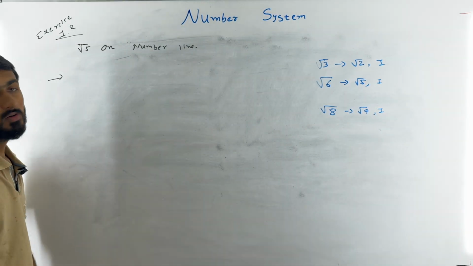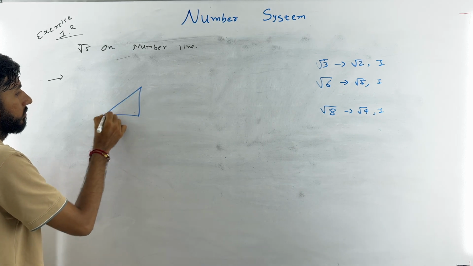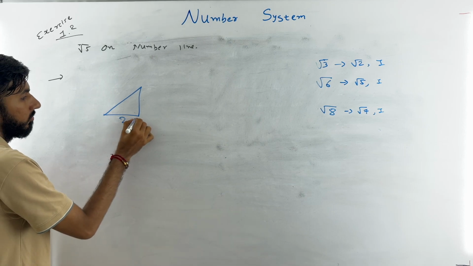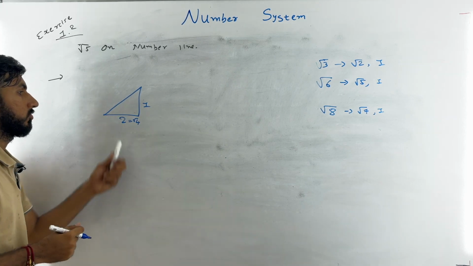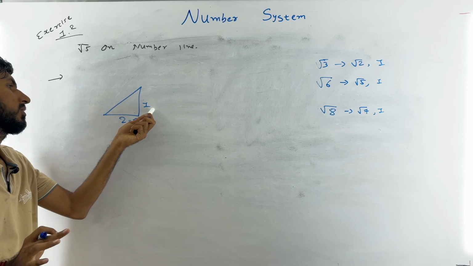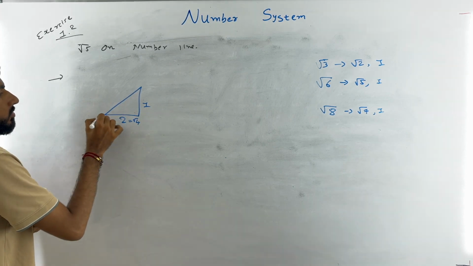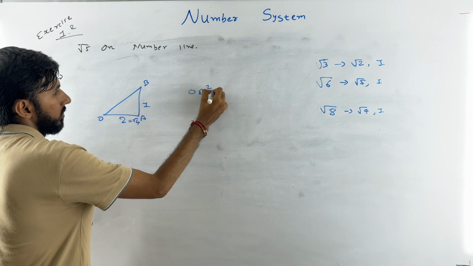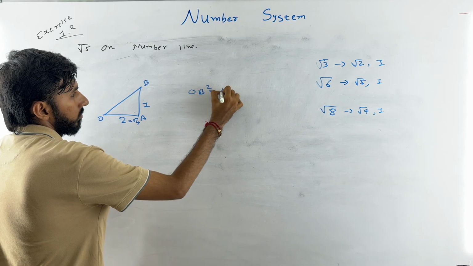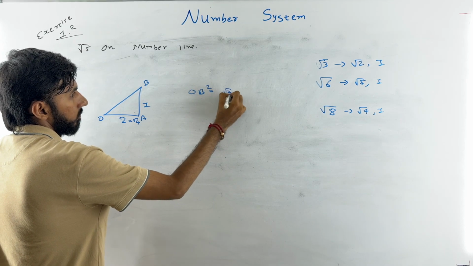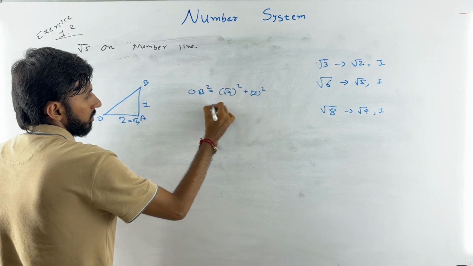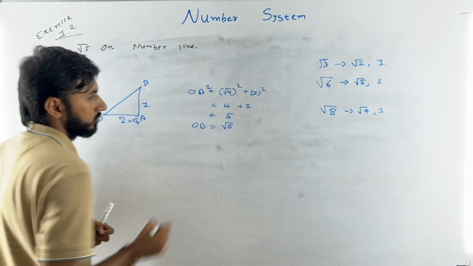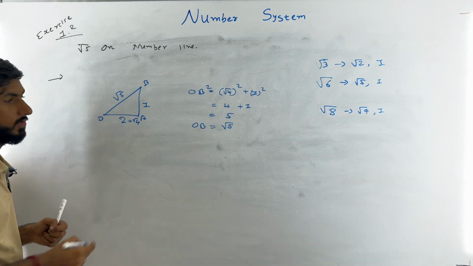So if I have to find root 5 on the number line, one side of my triangle will become root 4. And we all know that root 4 equals 2. Let me write root 4 for your better understanding. Now one side will always become 1, one side will become root 4, triangle OAB. Now according to Pythagoras theorem, OB square equals root 4 square plus 1 square. This will become 4 plus 1, this will become 5. So OB equals square root 5.